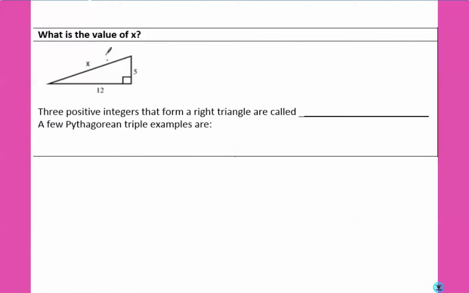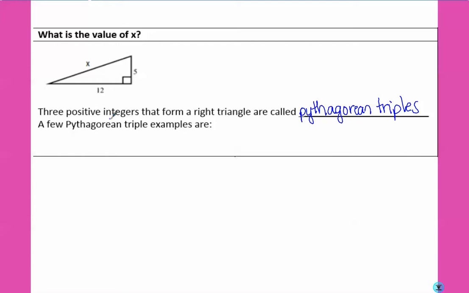So what if we wanted to find the value of x in this triangle? We could use the Pythagorean theorem, but sometimes there's a shortcut. There are sets of 3 positive integers that form a right triangle. These are called Pythagorean triples. And if you're able to remember some of these, they can help be a shortcut in problems.